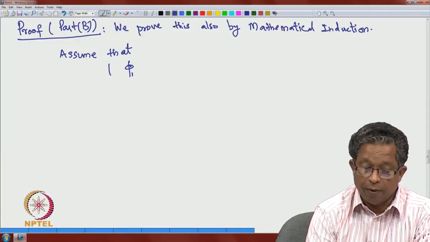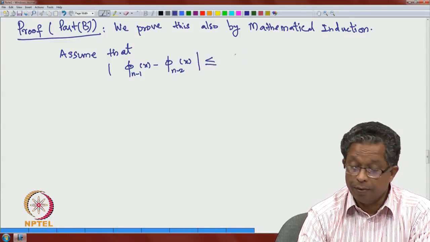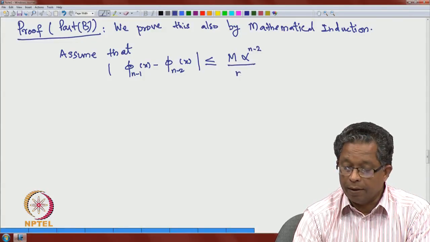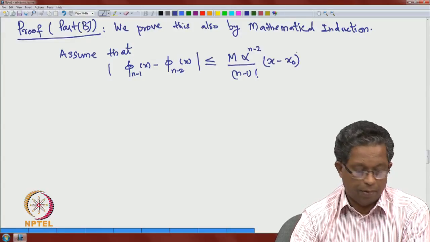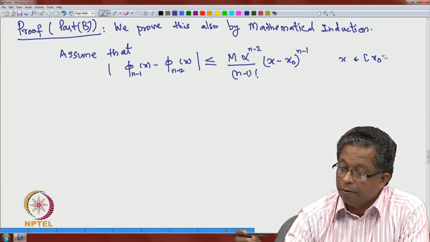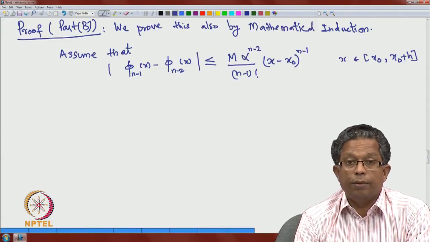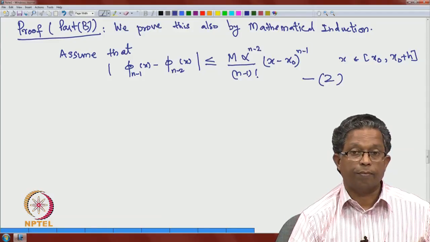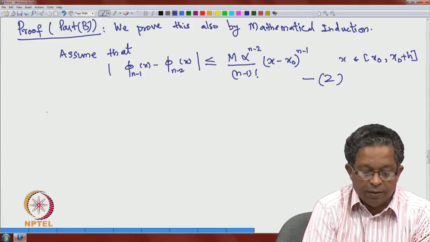That is, the absolute value of phi n minus 1 x minus phi n minus 2 x is less than or equal to M alpha to the power n minus 2 divided by n minus 1 factorial, into x minus x 0 to the power n minus 1, for x in the interval x 0, x 0 plus h. We assume that this inequality is true for n minus 2. Call this inequality 2.